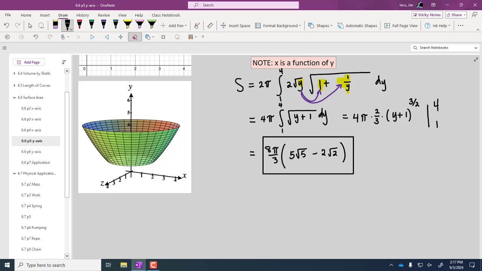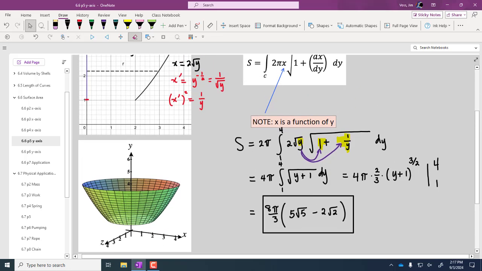Any questions on any of those steps? So the surface area ones often work out a little bit easier than just the plain arc length ones. The arc length ones, you often end up with really difficult integrals. But the surface area ones, usually there's enough cancellation that it's not too bad.